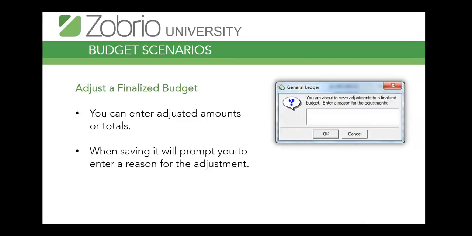Now, if we want to adjust a finalized budget, we finalize the budget for a year, and you go into a budget, you can either choose to do the amounts or the totals for a period or a total amount of the budget. And when you do, you simply go in the grid and enter that new amount. And when you go to save the budget scenario this time, rather than just saving and closing and saying, hey, okay, it's saved, it'll ask you to enter a reason for the adjustment. So you cannot modify or adjust a finalized budget scenario without adding a reason. And this prompts you automatically to do so.